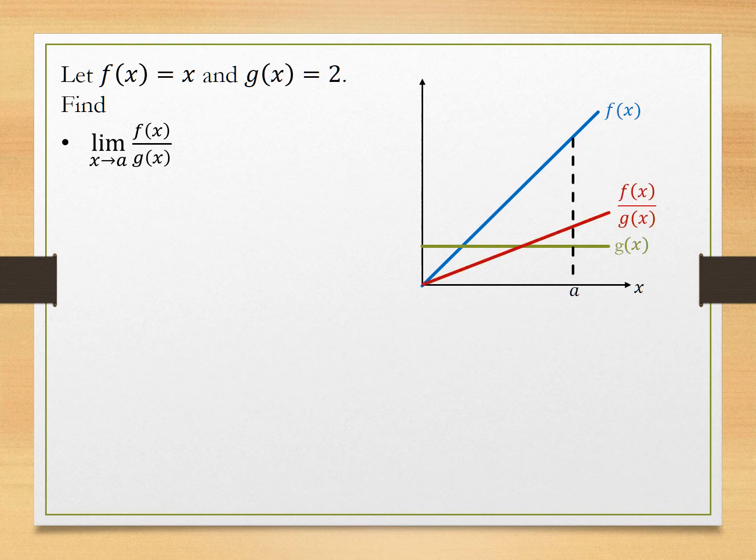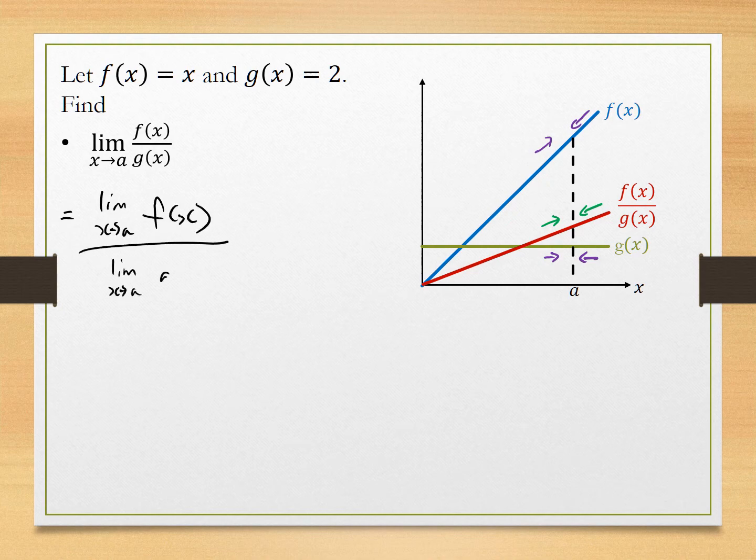So you have x divided by 2, so that's x over 2. It's a flatter line, and it's quite clear that the trend, what the function is moving towards around a, is equal to what the function f is moving towards divided by what the function g is moving towards. And in limit laws, you can express that as the limit of f divided by the limit of g.